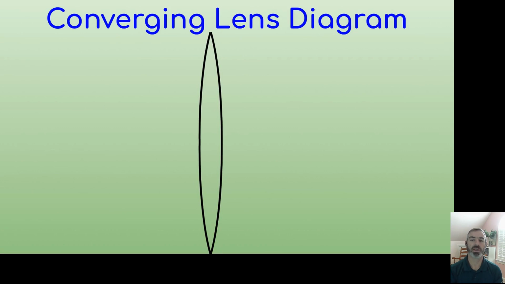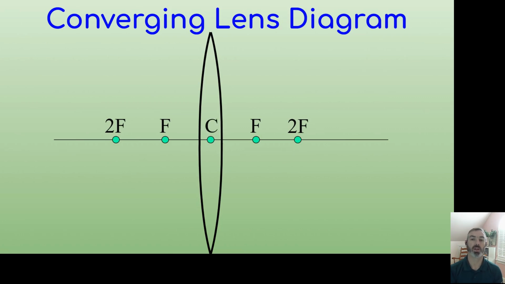So we have a lens, and the middle line again is going to be our principal axis. We can place the focal lengths and then twice the focal length, so the center of curvature. Now we also have a point right in the middle of the lens that we're going to call the center. And we're going to place an object outside the twice the focal length point.